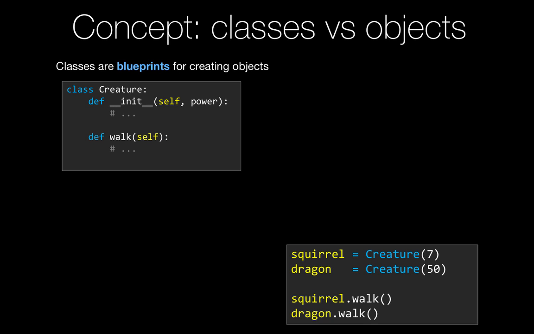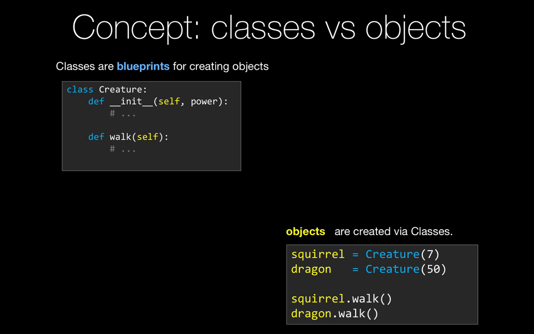Here we're going to create a squirrel and its power. You can see the parameter to the initialization method is power. So here when we say Creature(7), we're creating a squirrel with power 7, whatever that means. And then we're also creating a dragon, which is more powerful. It has power 50. So when we create the squirrel and the dragon, these are objects.